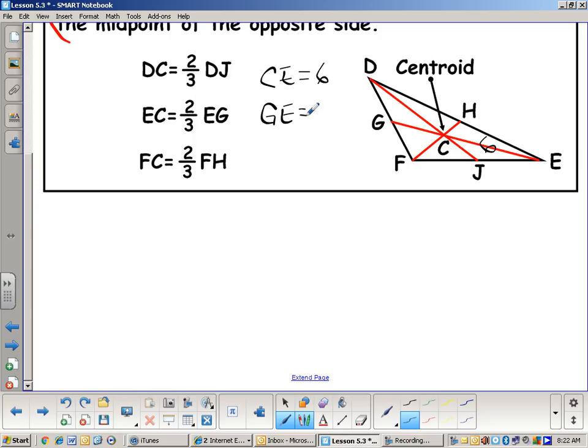QC is half of CE. Nice, that's what I'm getting at. If this is 6, then this is half of that, which is 3. Now, all of my students can add 3 and 6 and get 9. Good job, Brandon. Okay? I knew you could do it.